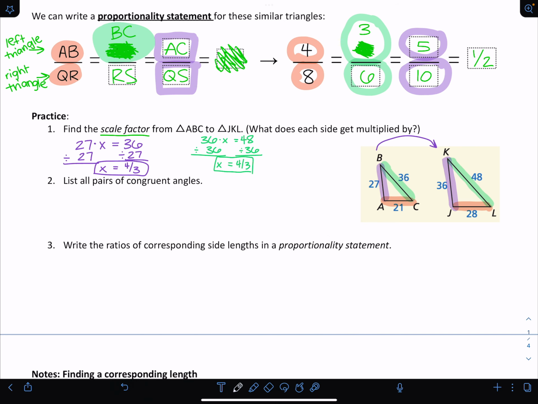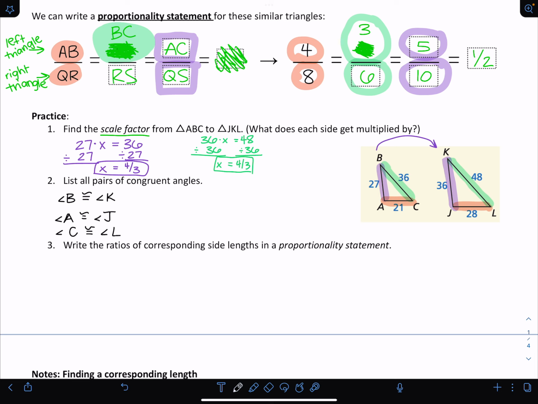Practice problem number 2, list all of the pairs of congruent angles. So just like we did above, we're matching up the angles that are the same. So I see angle B is congruent to angle K. Angle A is congruent to angle J. And the last one, angle C, is congruent to angle L.